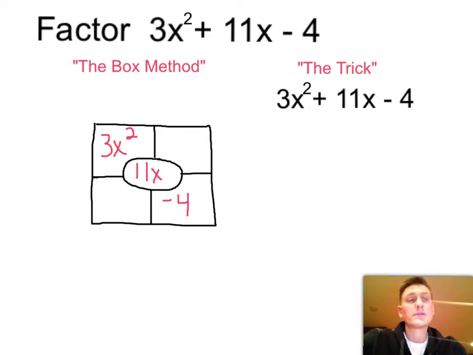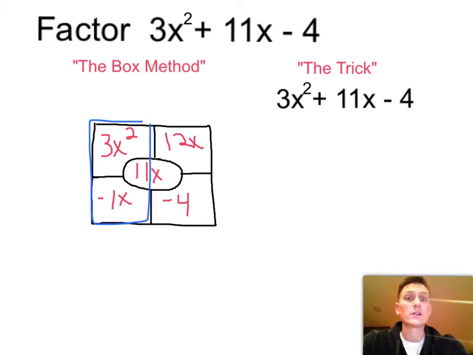Listing out the factors of negative 12, which ones add up to a positive 11? Well, positive 12 and negative 1 add up to positive 11. Just remember, we need to add our variables of x to both of those. The next step with the box method is to look at the first column. In finding the GCF between 3x squared and negative 1x, we have a GCF of just x. Looking at the second column of 12x and negative 4, the greatest common factor here is positive 4.